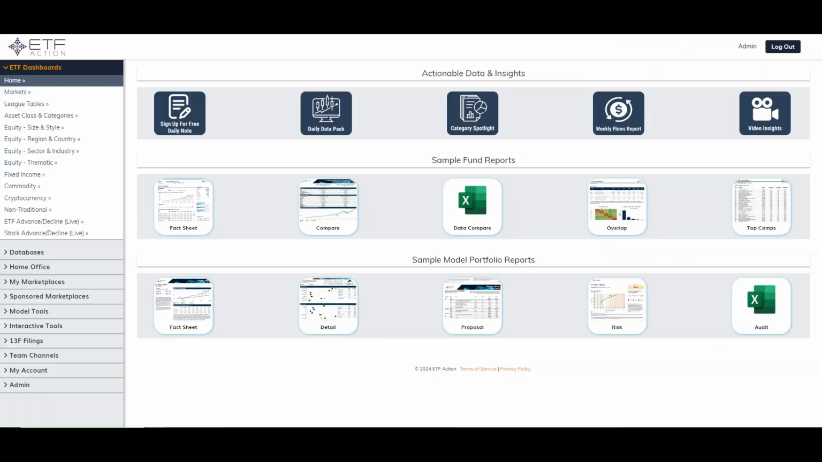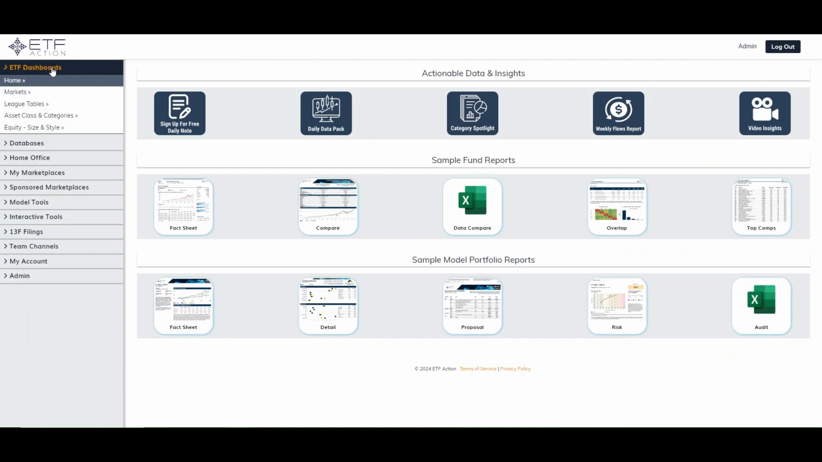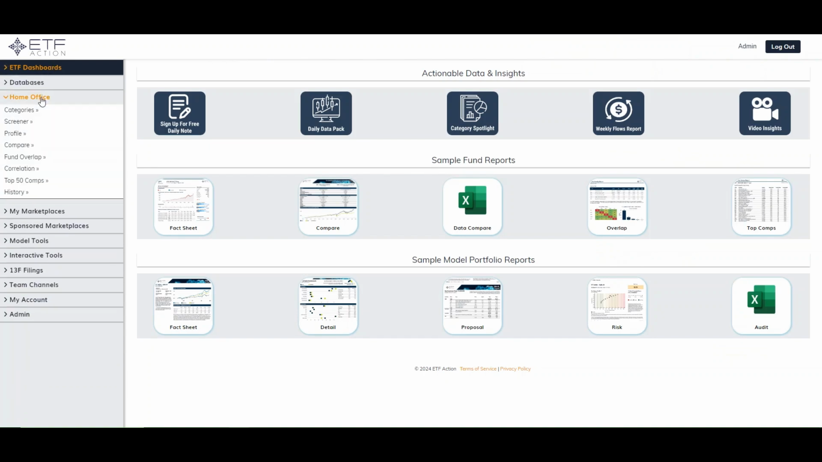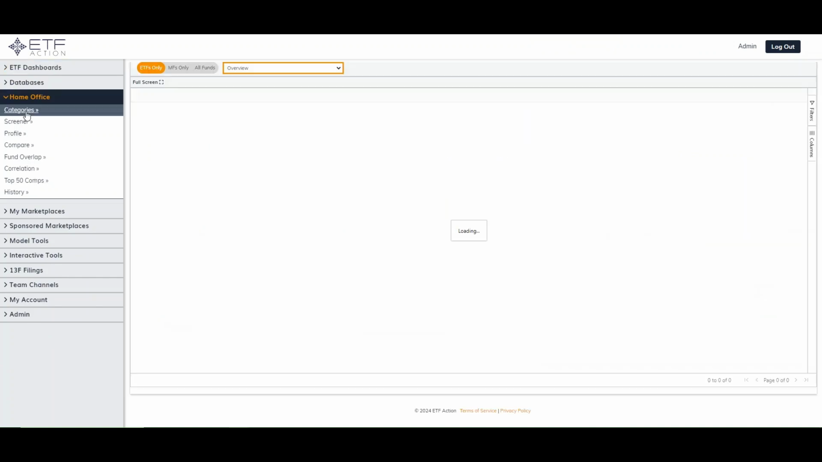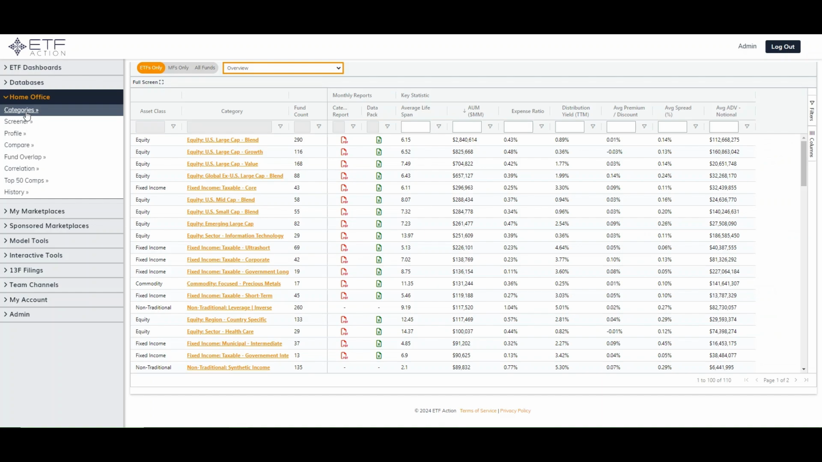So to do that, we're going to take a look at the categories within the ETF Action home office. So with that, we are now looking at the ETF Action site. And what I'm going to do is navigate down to the home office. A lot of tools, things going on in here, but categories. These are the ETF Action categories. We do it for all ETFs, mutual funds, and you can look at ETFs only, mutual funds only, or all funds. And right now, we are looking at just an overview tab for all categories.